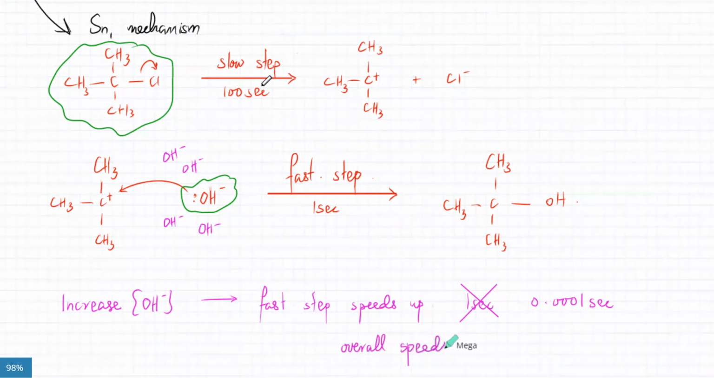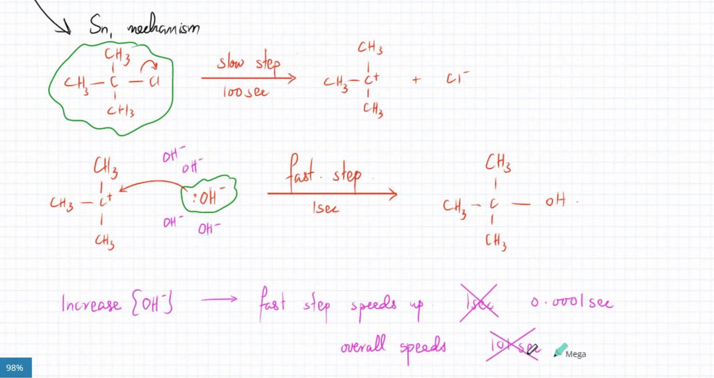So what's the overall speed? Previously, it was taking how much time? It was taking 101 seconds, right? Why was it taking 101 seconds? The first step took 100 seconds, and after that, the fast step took 1 second. So it was taking 101 seconds. How much time is it taking now? I've increased the concentration of OH ions like 10 times or 20 times or 100 times. I've really increased the concentration of OH ions. So now the 100-second step is still taking 100 seconds, but the 1 second step is now taking 0.001 seconds, right?